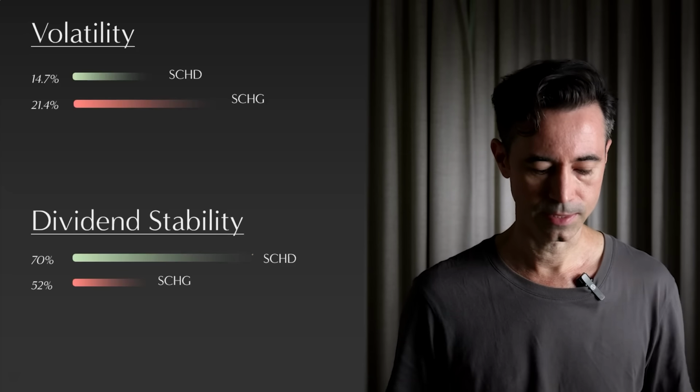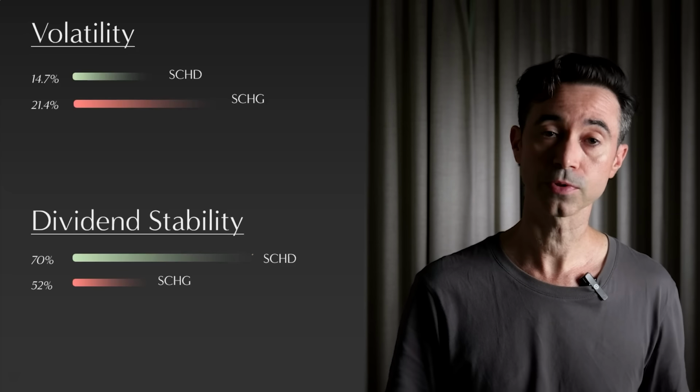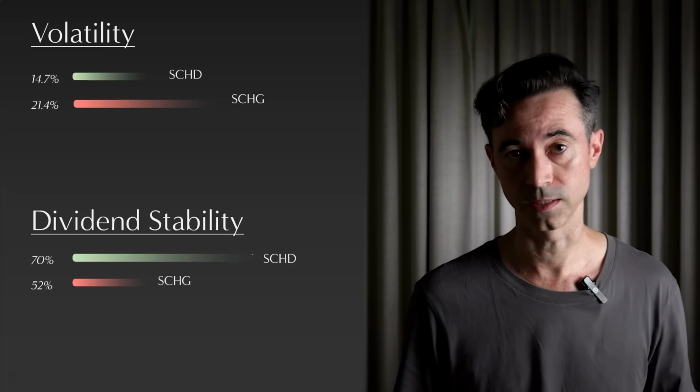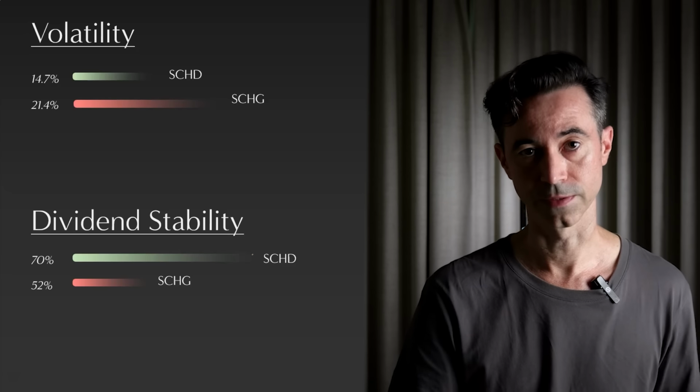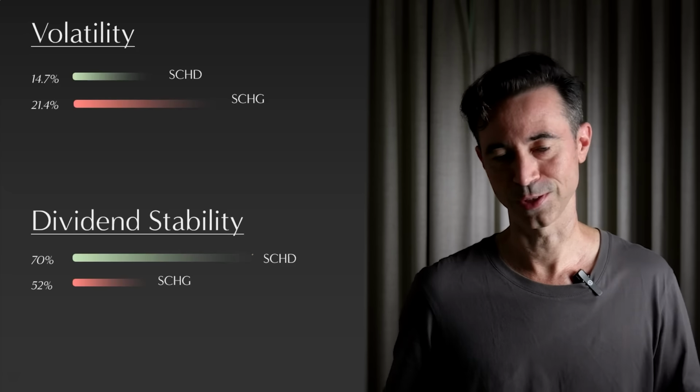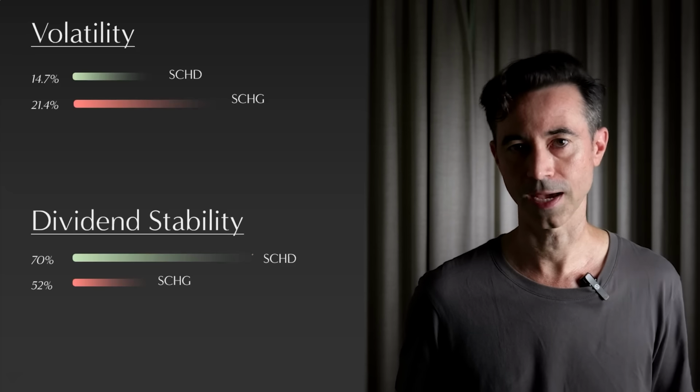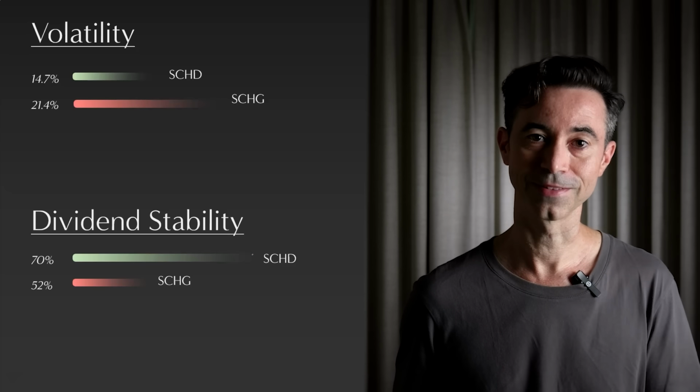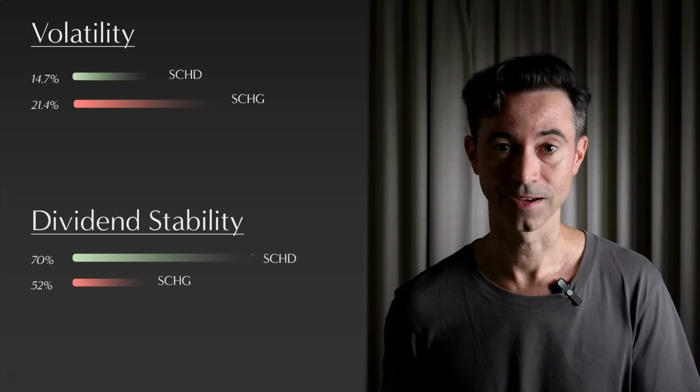Dividend stability, which has its own kind of factor and information that I created, but we're not going to go into the details in this video, but 70% dividend stability for SCHD. SCHG has a 52% dividend stability. Again, SCHG not being a dividend ETF, you wouldn't care about that. So you wouldn't care about dividend stability in the ranking of SCHG.